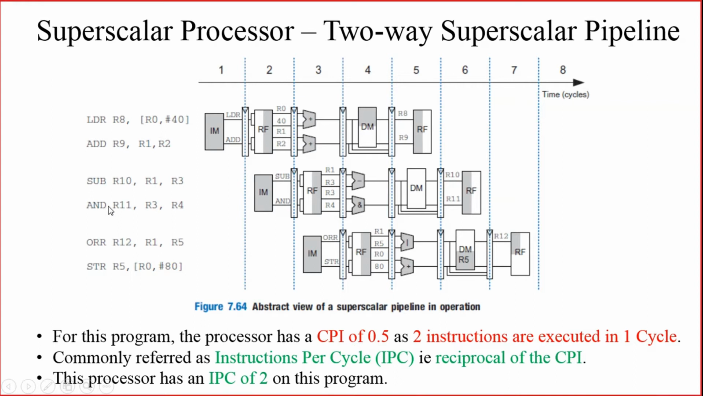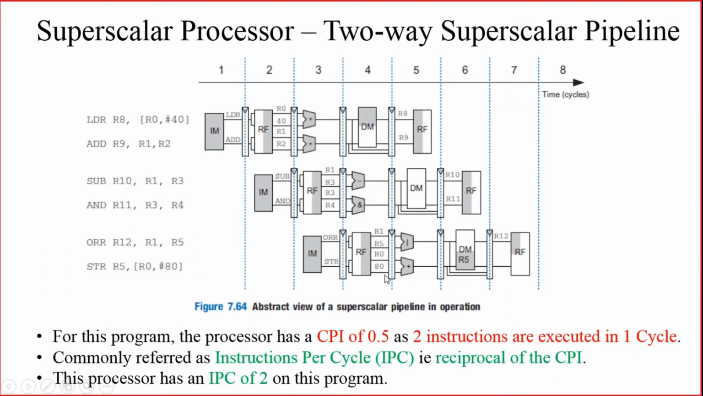Similarly, in this cycle, R1 and R3 is subtracted, resultant is taken to R10. R3 and R4 is ANDed, resultant is taken to R11. Similarly, this also will take place. So here in the first cycle, OR operation will take place as you have seen here. In the second part, what will be done? What is the second operation? Store. So first of all, you need to add R0 and 80.